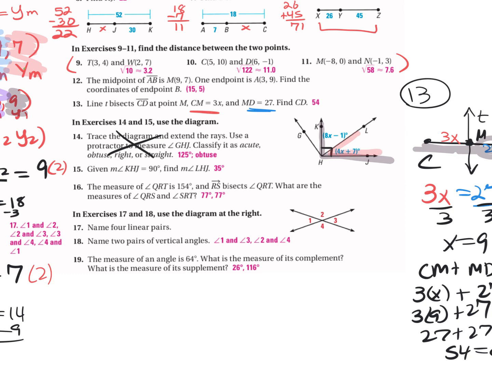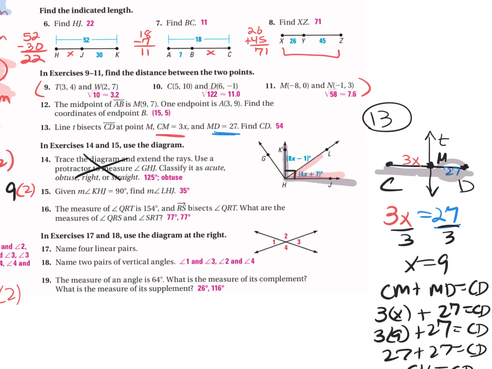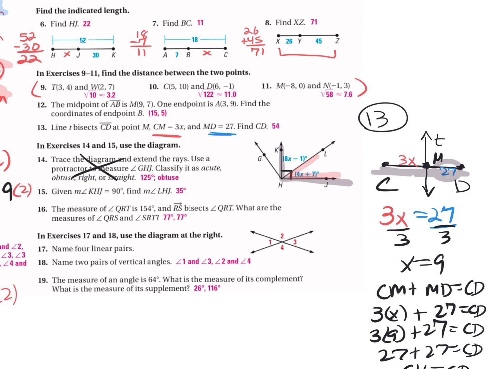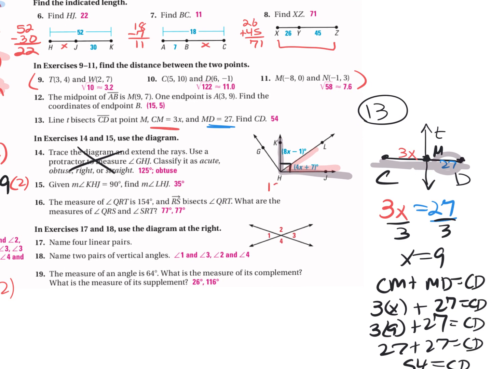So what I need to do is add these two together and set them equal to 90. So I'm going to add 8x minus 1 plus 4x plus 7 and set it equal to 90. I'm going to add my like terms. 8x plus 4x is 12x, and then negative 1 plus 7 is 6. I'm going to subtract 6. 12x equals 84. Divide 84 by 12.